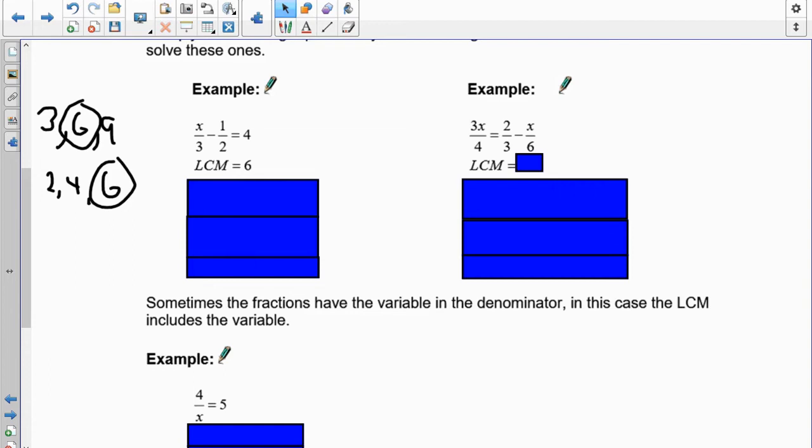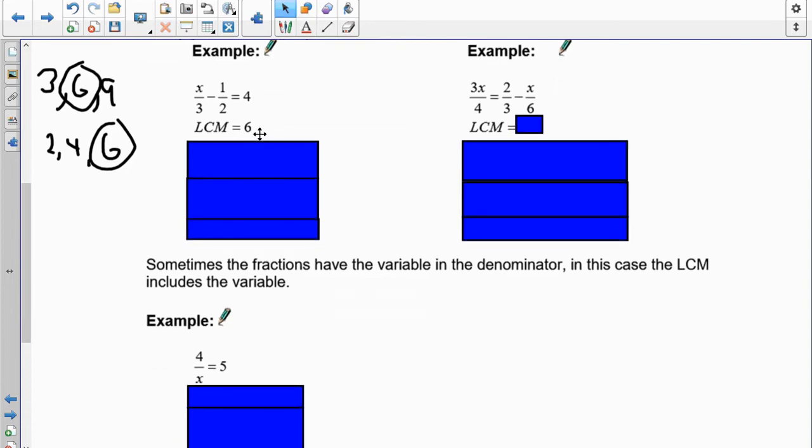Okay. Now I want you to pause the recording. You now know this is 6. I want you to multiply each term by 6 and simplify it. So pause the recording and do that.